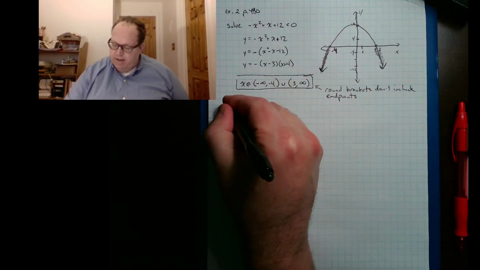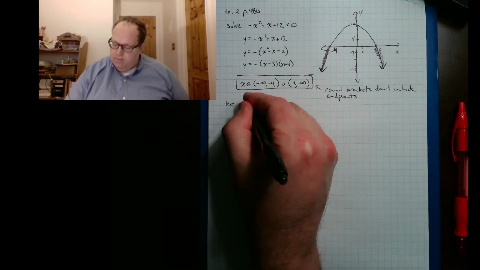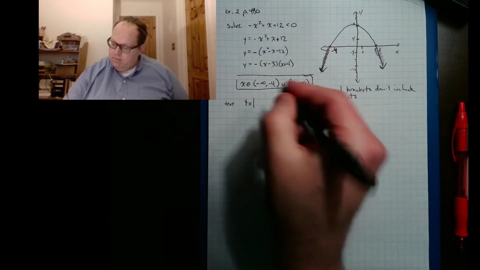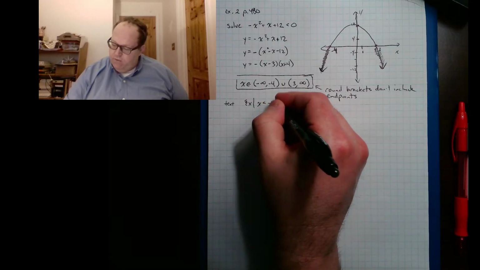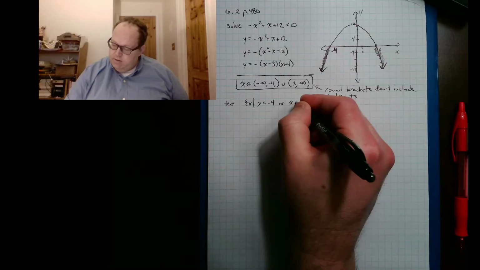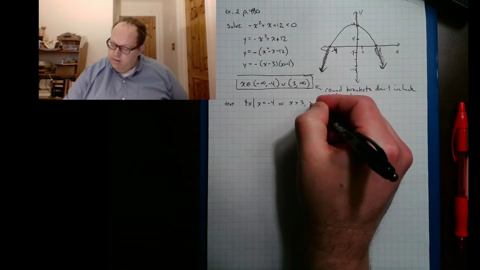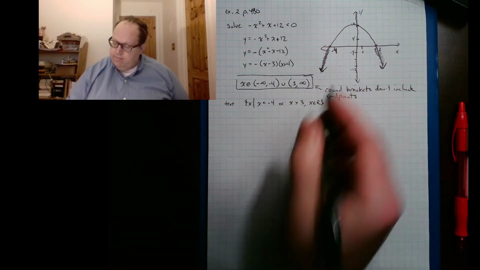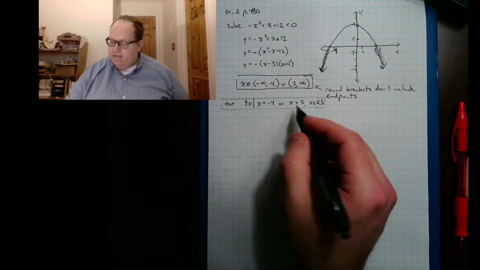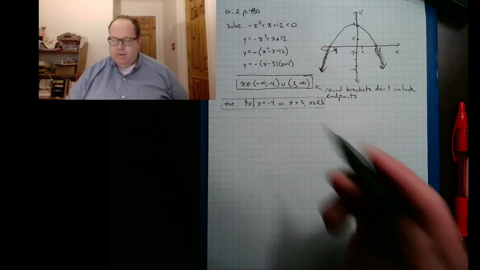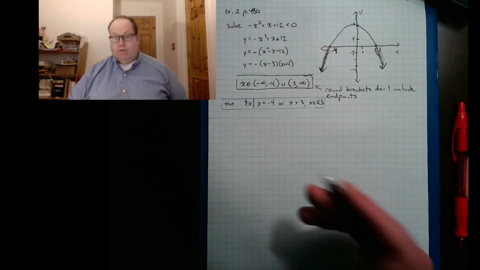Your textbook answer would look something along the lines of x, where x is less than negative 4 or x greater than 3, x in the reals. That would be your textbook solution. Although again, I tend to write it out more this way. I would take either answer though, so whichever one you're more comfortable with.